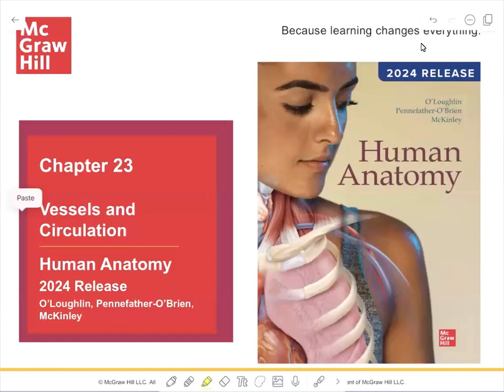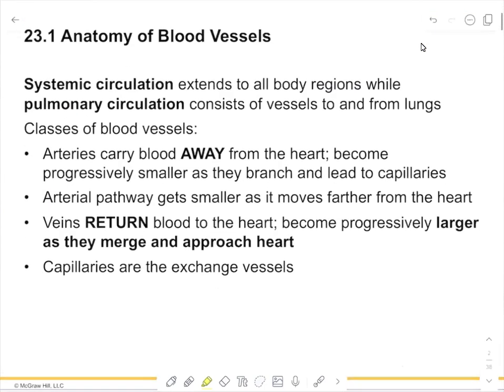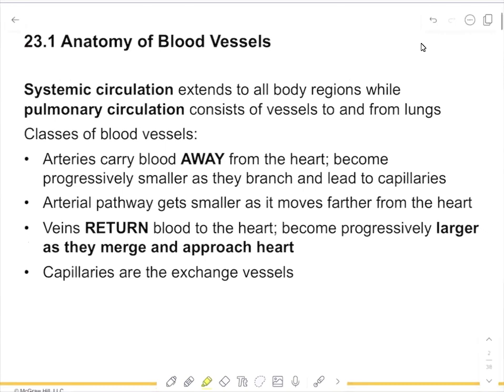This chapter is covering vessels and circulation. So we first need to go over the anatomy of blood vessels. Remember that there are two primary types of circulation. There's the systemic circulation. There's also pulmonary circulation that you learned about. The systemic circulation is going to extend to all body regions, while the pulmonary circulation is going to include the vessels that go to and from the lungs.